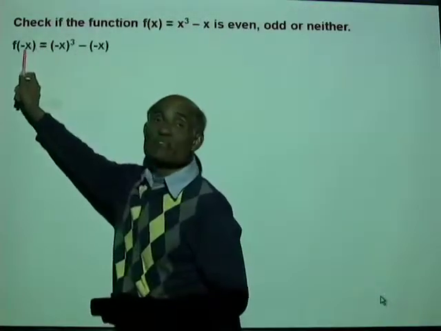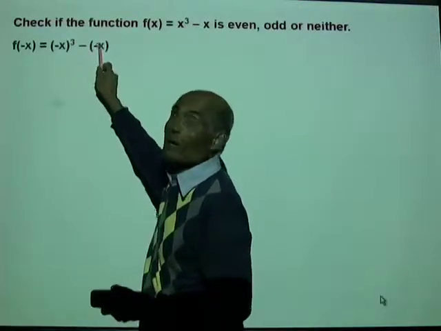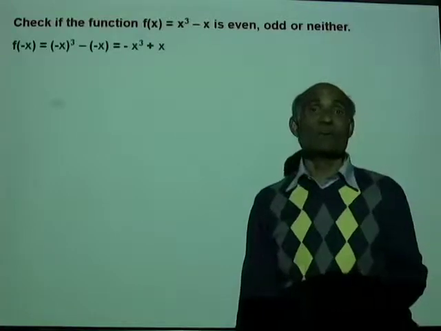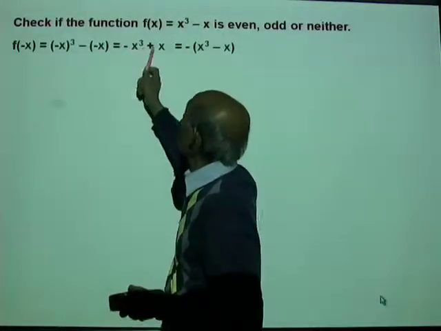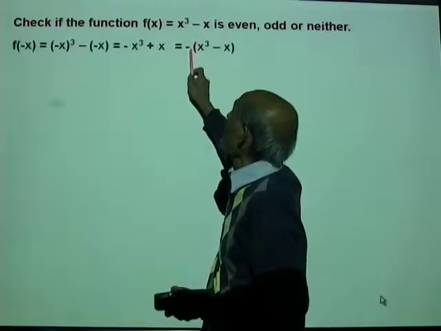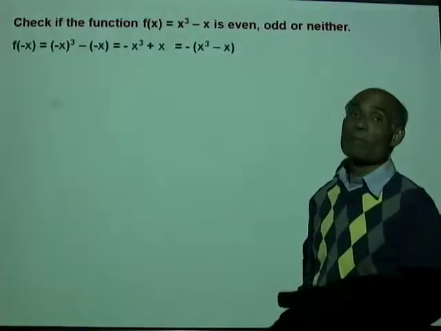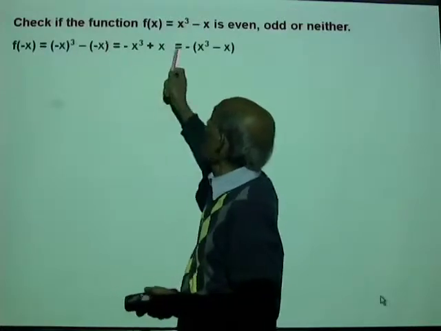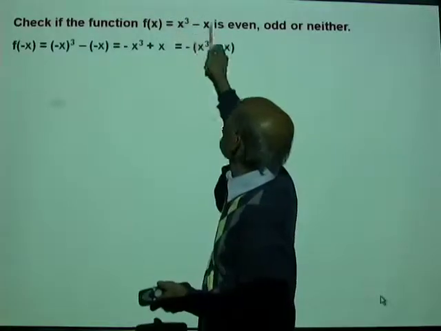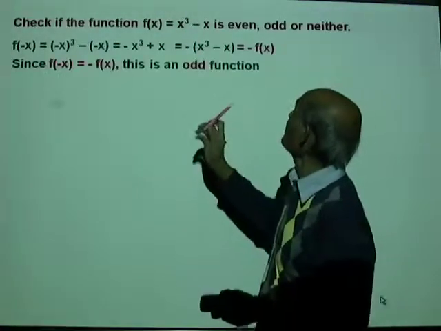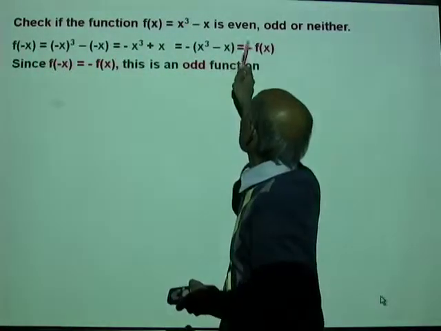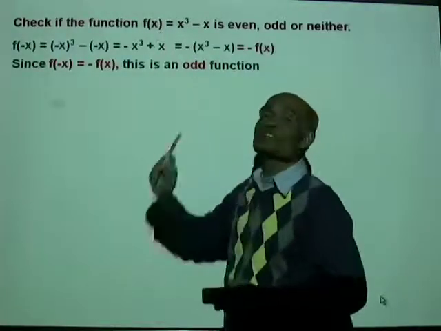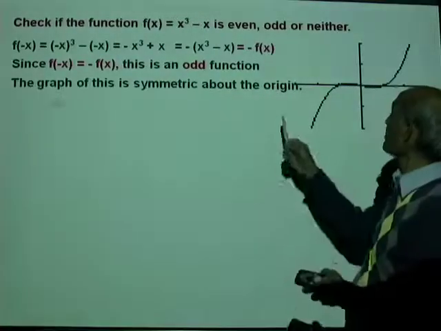Alright, let's find f of negative x. F of negative x is negative x all cubed minus negative x, and that will be negative x cubed plus x. Alright, tell me, what is the conclusion? You can actually factor out a negative sign from here. Negative x cubed plus x is negative of x cubed minus x. That means when you replace x in f of x, you produce f of negative x, and that f of negative x is negative of f of x. This is f of x. So f of negative x is negative of f of x, and that is the condition for a function being an odd function. So this function is an odd function. It has an origin symmetry. Now look at the graph of that.